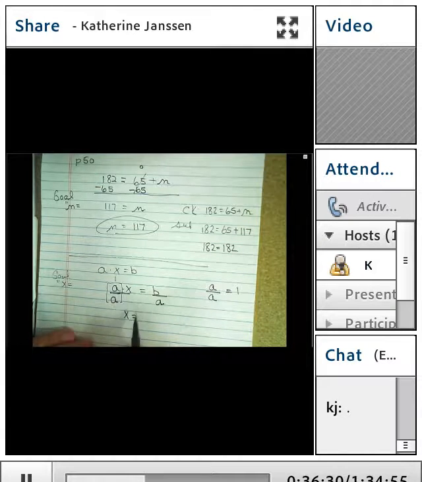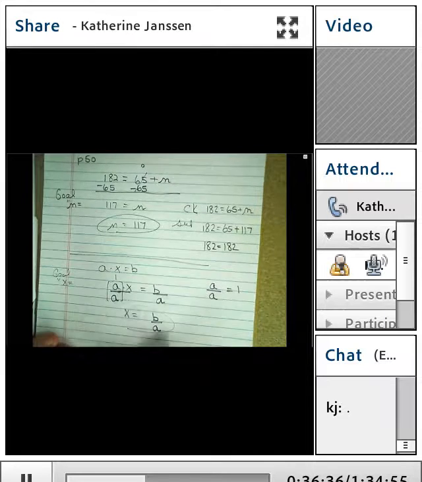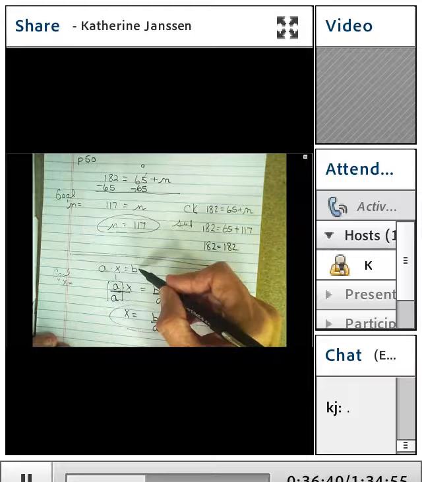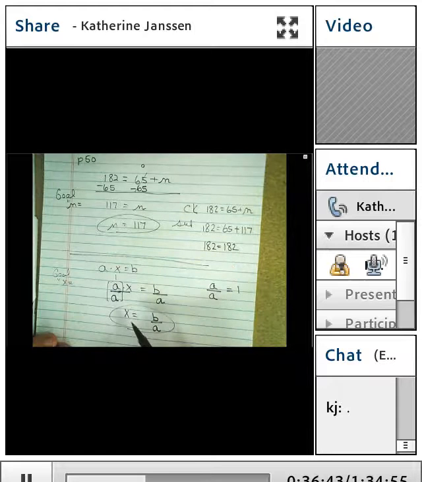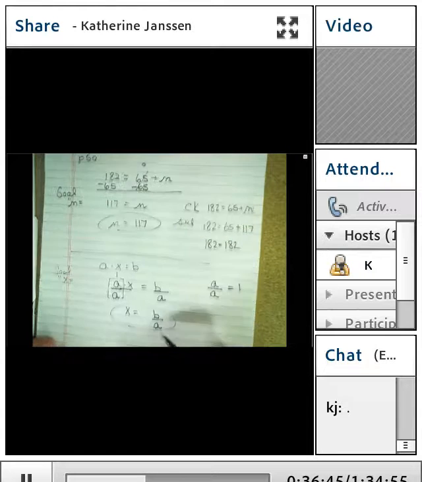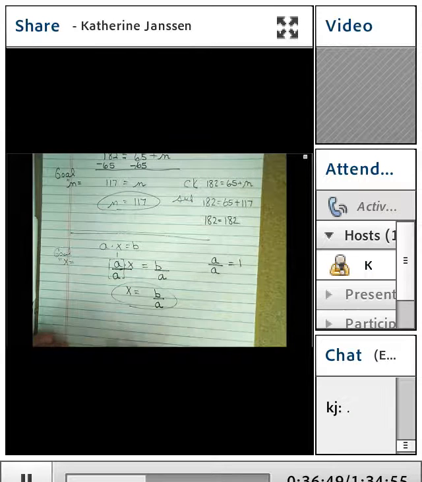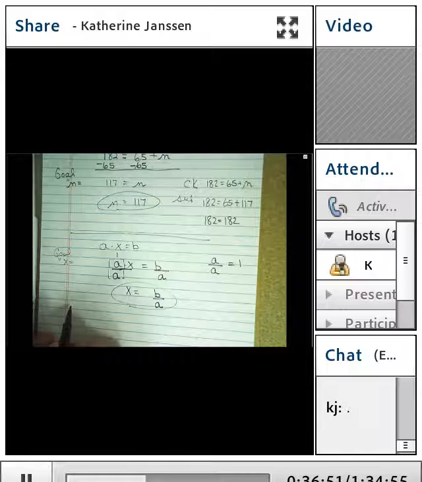So now I have x equals b over a. So x times a is equal to b. When solved, is x equals b over a. Let's try an example. We're supposed to solve 10 times x equals 240.